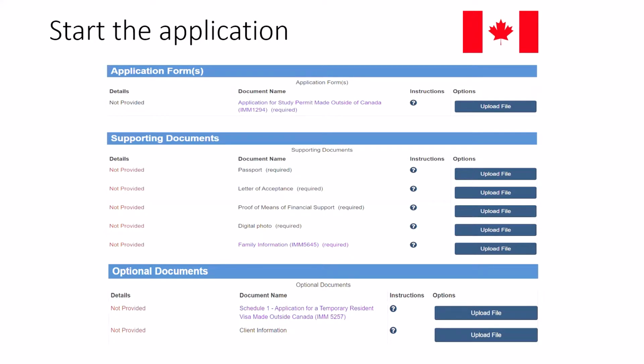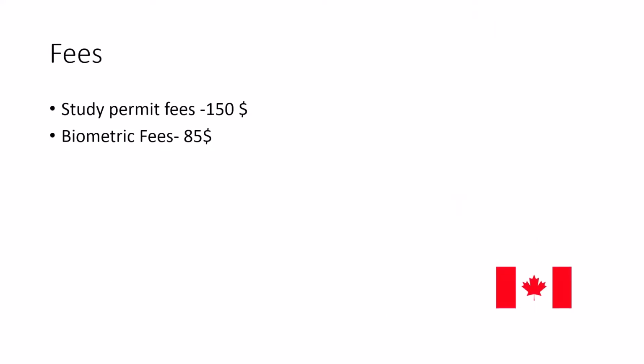Once you are ready with all these documents and your application is ready, the next step is to pay the fees using a credit card or any other card, and then your application will be complete. Then they will start reviewing your application. Fees wise, the total fees you have to pay is $235 Canadian dollars, which included the study permit fee, 150 Canadian dollars, and the biometric fee, which was $85. These were the fees that I paid on the website, and then finally my application was filed.